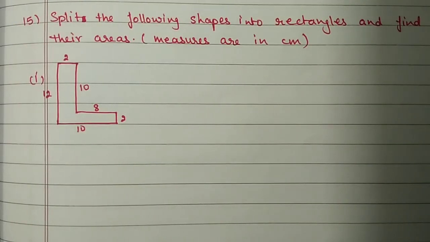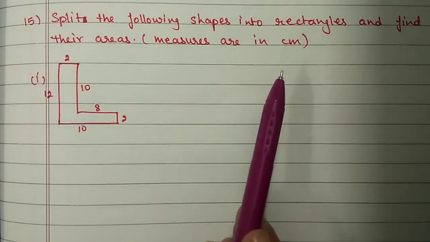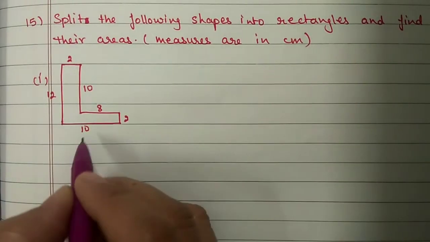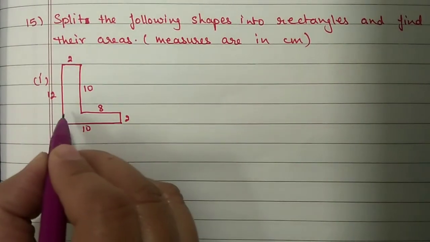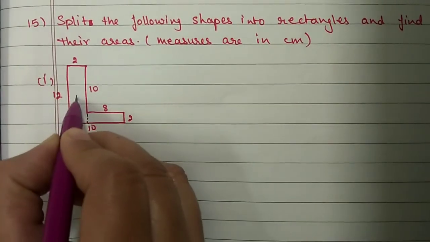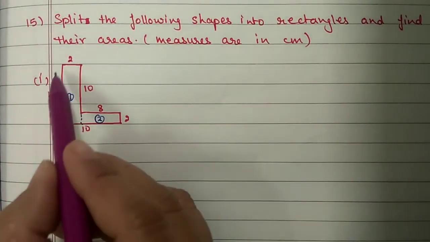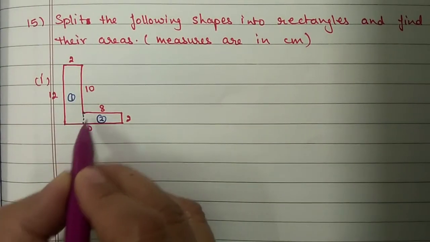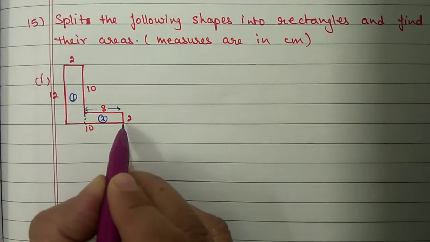Next, question number 15. Split the following shapes into rectangles and find out their area. Measures are in centimeter. So these figures we can divide into 2 or 3 parts based on the question, and then we can add up and find out their area. So this figure you can divide like this also, or you can divide like this also. If I divide like this, then this is the first rectangle and this is the second rectangle. Now for the first rectangle, length is 12 and breadth is 2, and for this second rectangle we will take here till here. So length is 8 and width is 2.